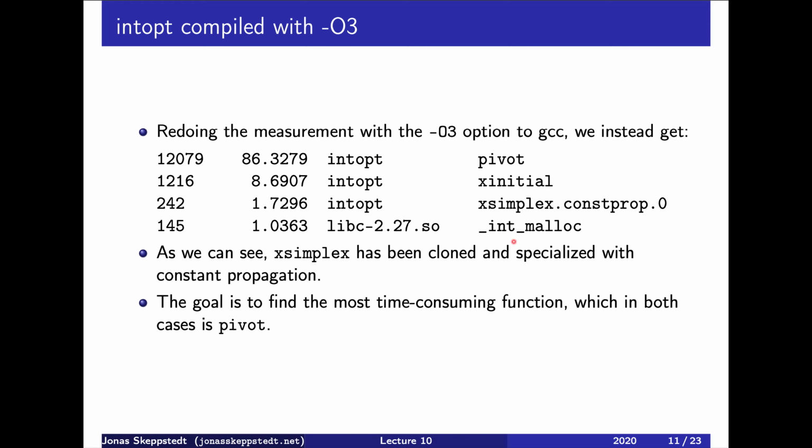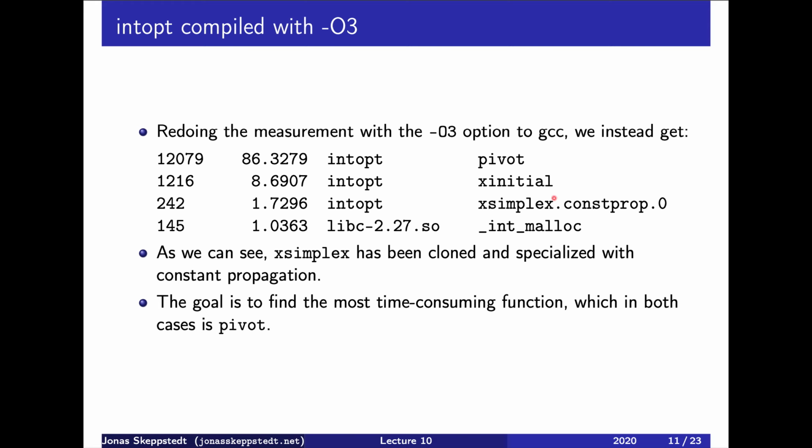What we also can see is that this X simplex has got a new name, and what this means is that GCC has done something which is called cloning, and what it notes is that one parameter to the function is a constant, and then it can create one copy of the function with a known value of this parameter, and optimize it better when it knows the value. Okay, so therefore it has a funny name here.